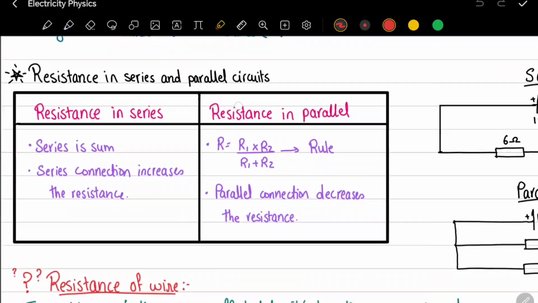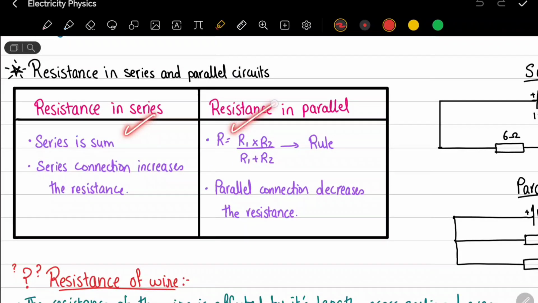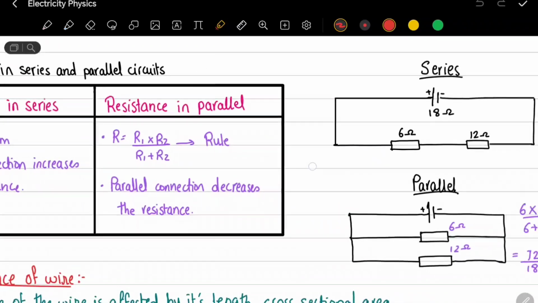Resistance in series and in parallel circuit. Resistance in series is always going to be the sum. Series connection will increase the resistance, but otherwise for resistance in parallel, this is the rule that we're going to use: R equals R1 times R2 divided by R1 plus R2. And in parallel connection, the resistance decreases. So let's have a look here.